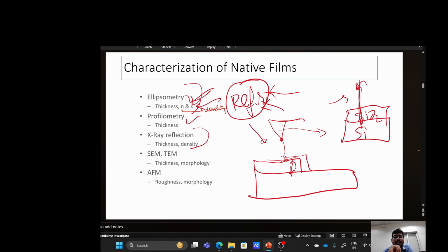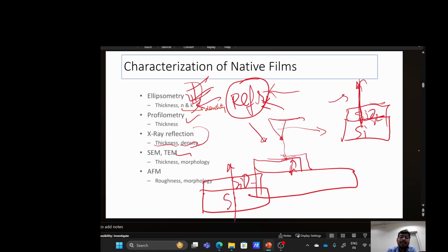And this is X-ray reflection. This also gives you the thickness and density just by the reflection of the X-rays from these two different layers, and that is the same as what ellipsometry does. With SEM and TEM you can check the morphology of the top surface of the film, and also the thickness. How can you check the thickness? If you have a full wafer, this is Si, this is SiO2, just break this wafer from the middle and take the cross section in the SEM or TEM, so you can check this thickness.